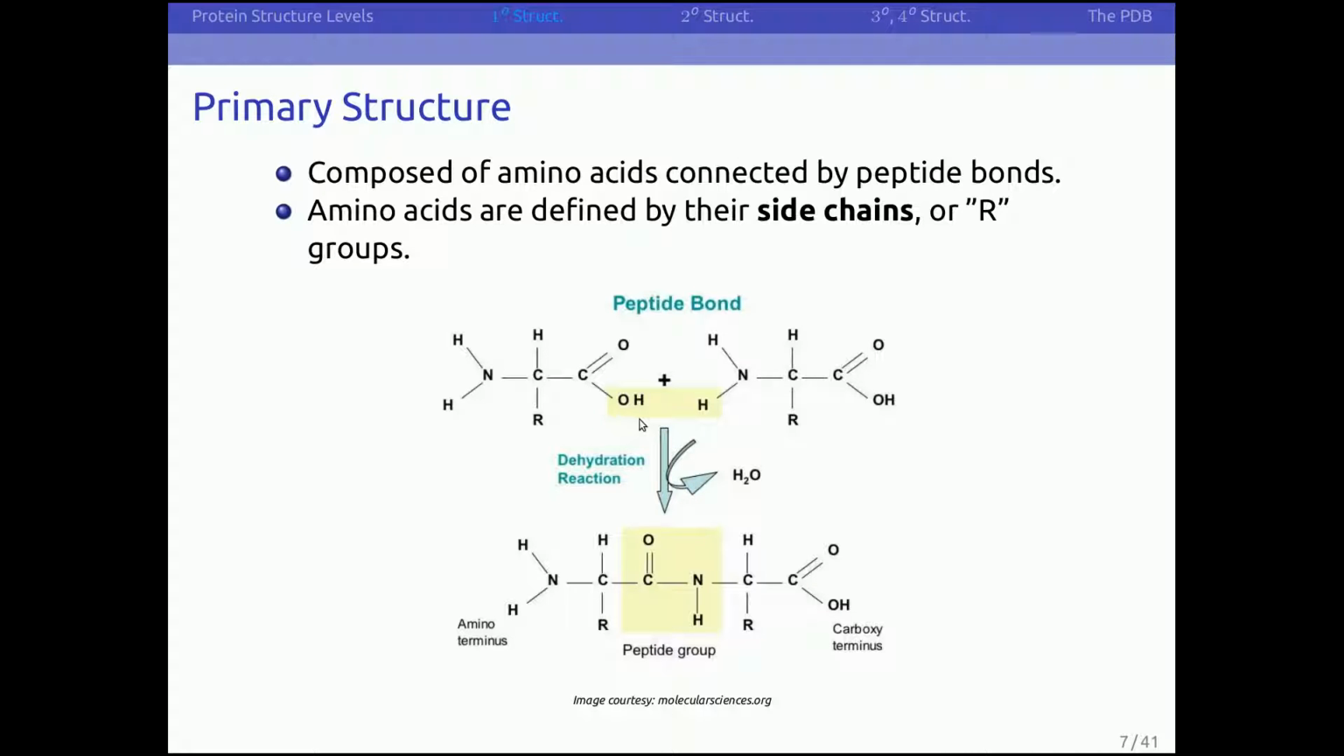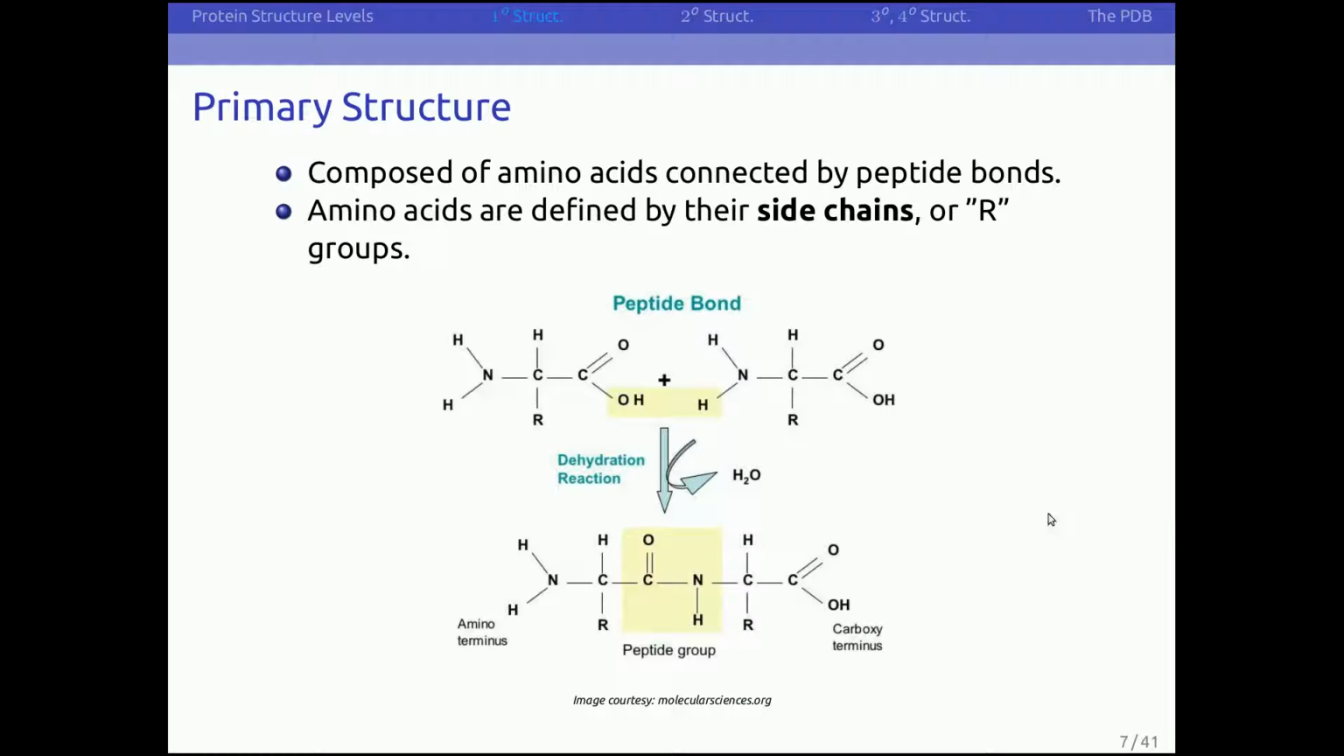And the carboxyl group of one amino acid binds to the amino terminus of the other amino acid, and the reaction results in the release of OH and H in the form of water. So this is a dehydration reaction. Dehydration, remember from your chemistry, means the release of water. So when you feel dehydrated, you're lacking water. So in this case, we are releasing water to form this peptide bond.